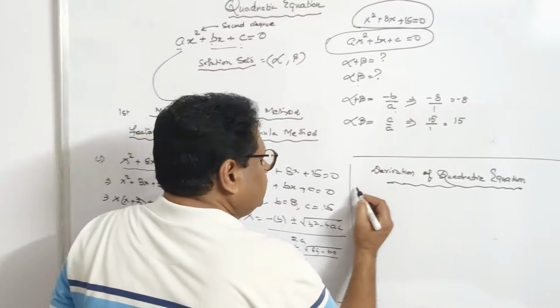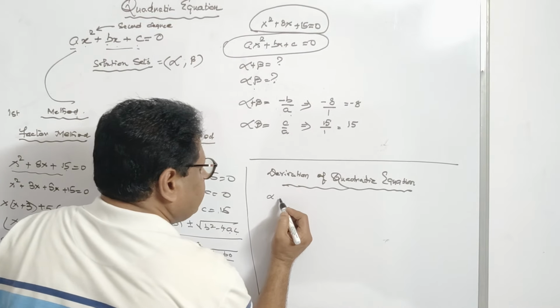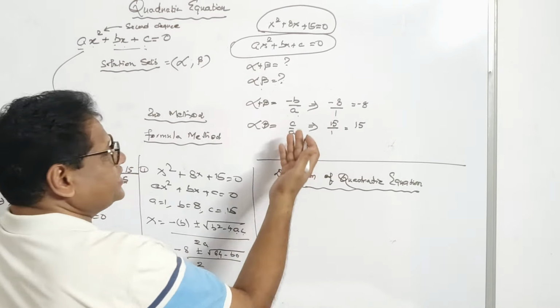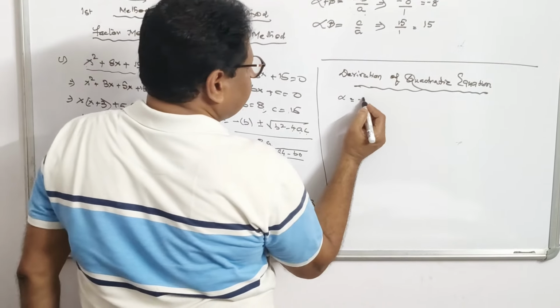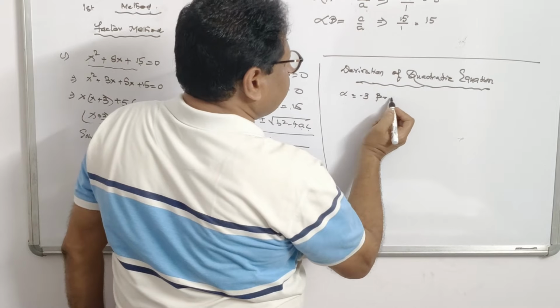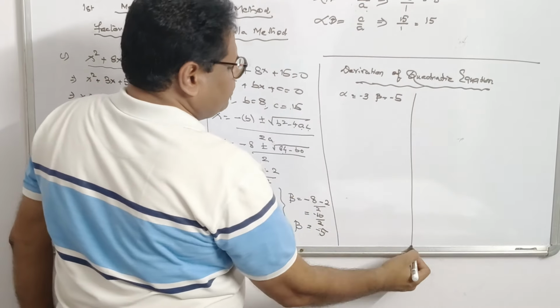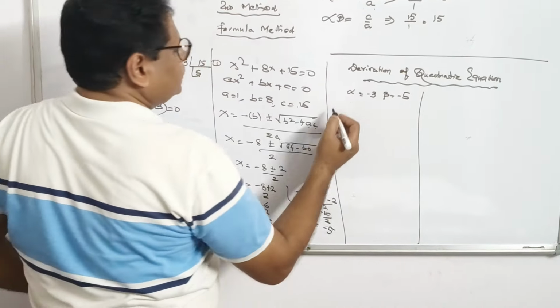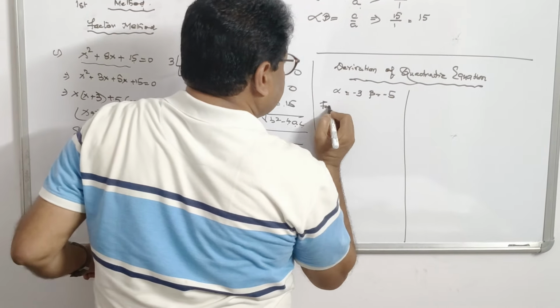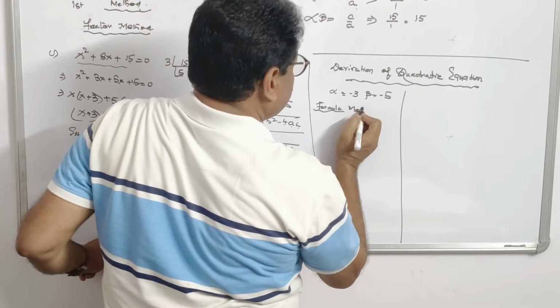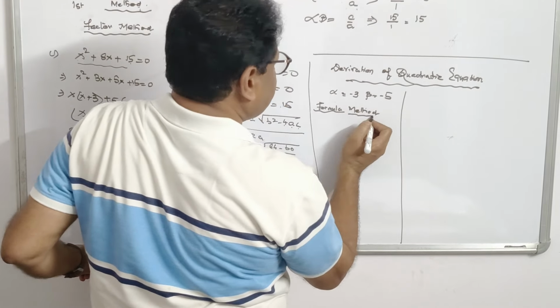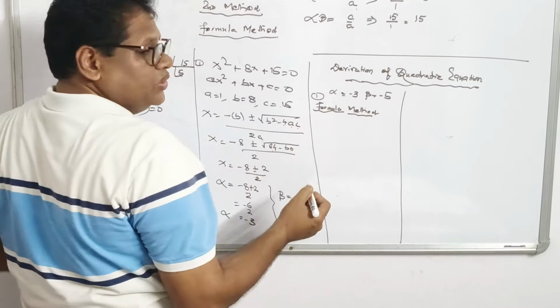Now the first method: suppose alpha is given. We are taking the same equation, the same solution set. We have alpha as minus 3 and beta as minus 5. You are given two roots of the equation and you want the quadratic equation. There is a formula method for this, the one-step solution. This is the first method to get the quadratic equation. Please apply this method only.